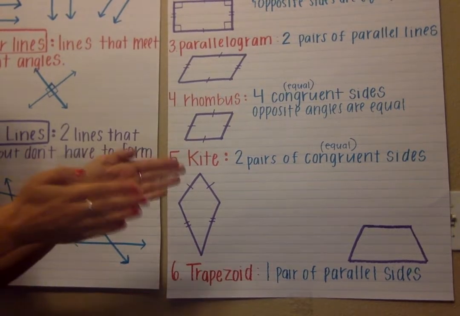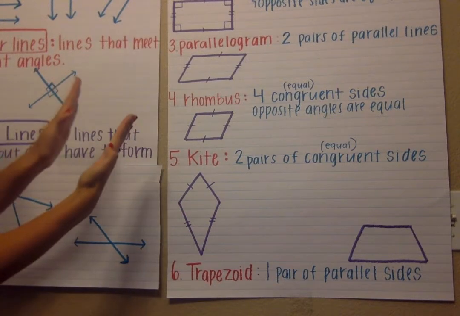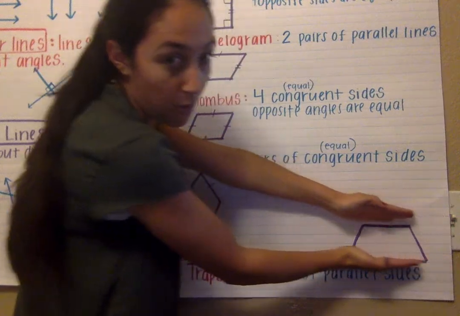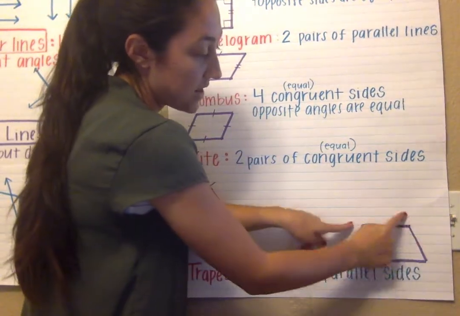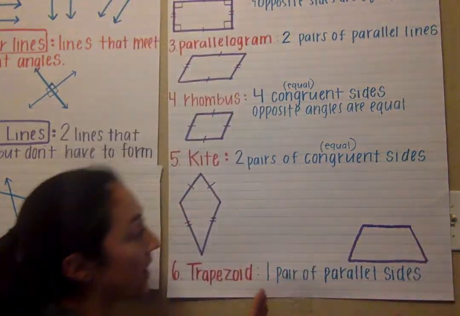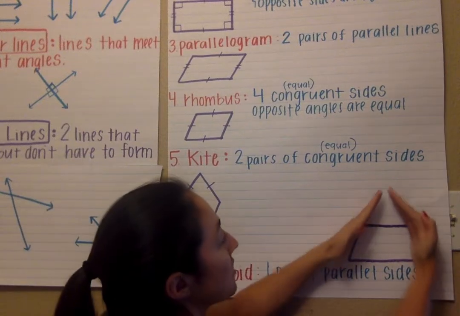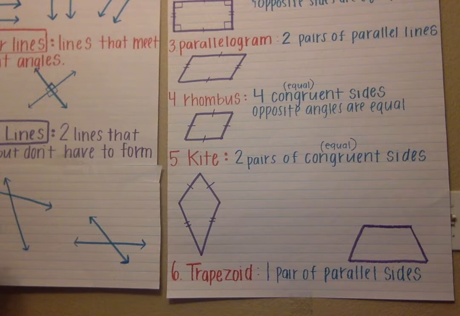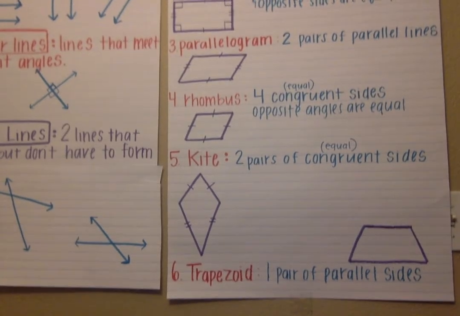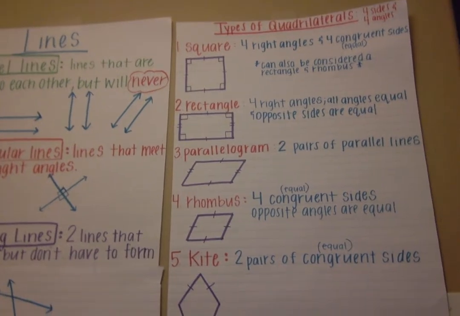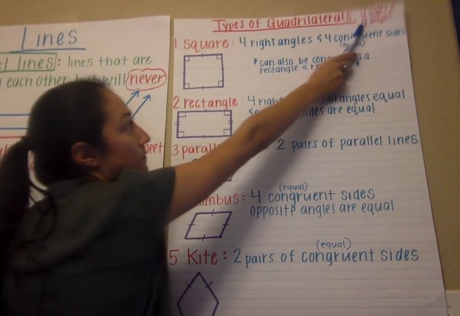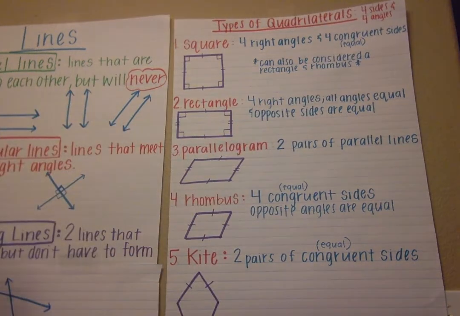Again, parallel are 2 lines that never, ever, ever are going to touch. So here, your parallel lines are going to go this way. These 2 lines are not considered parallel because they are eventually going to meet and touch, and that is not considered parallel. Parallel is when they never, ever, ever touch. And then just to review, a quadrilateral, remember, is a shape with 4 sides and 4 angles.